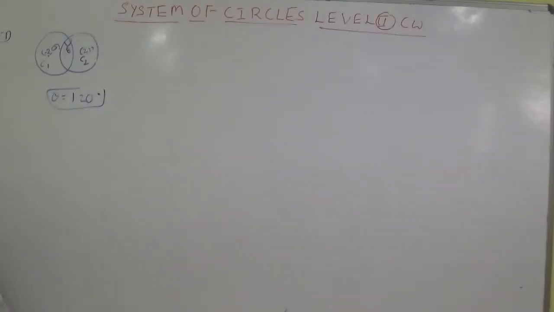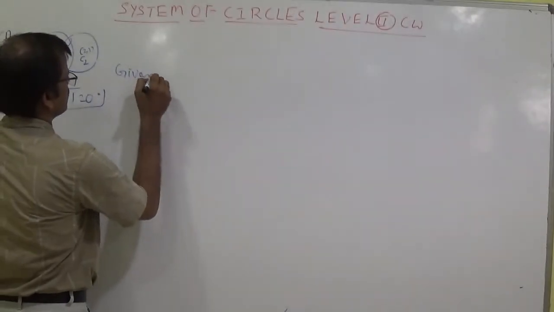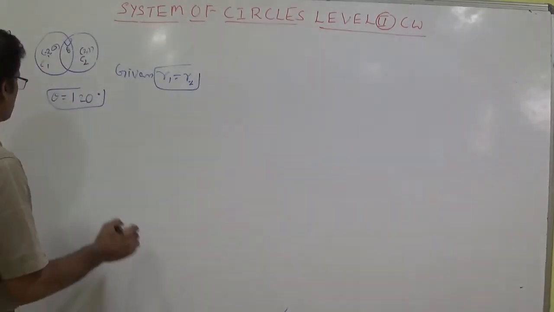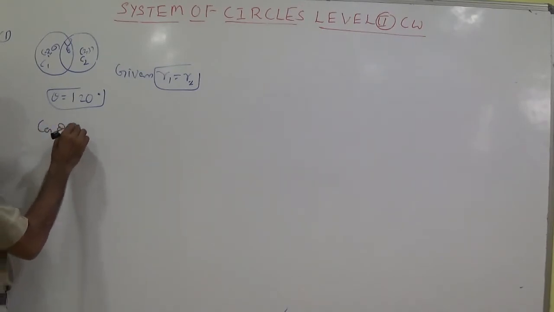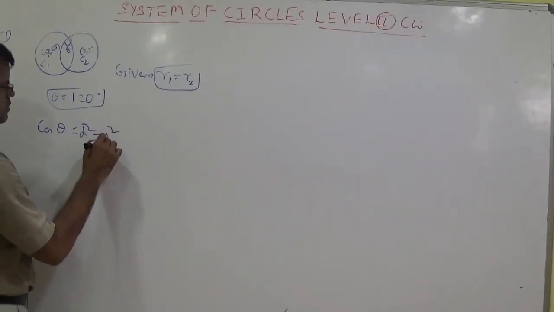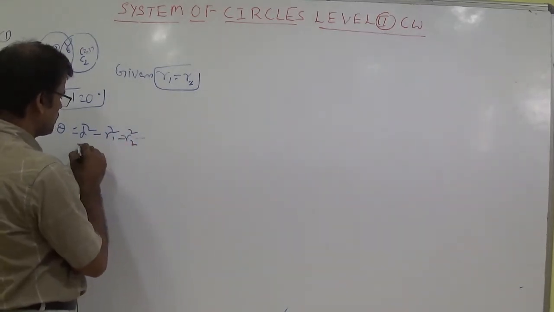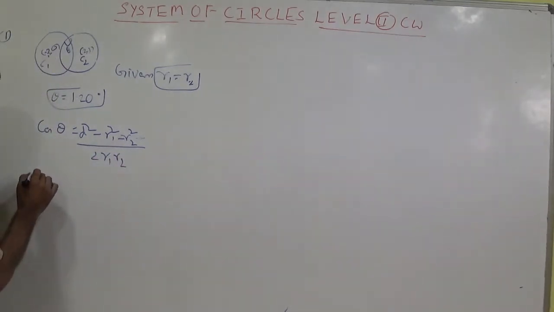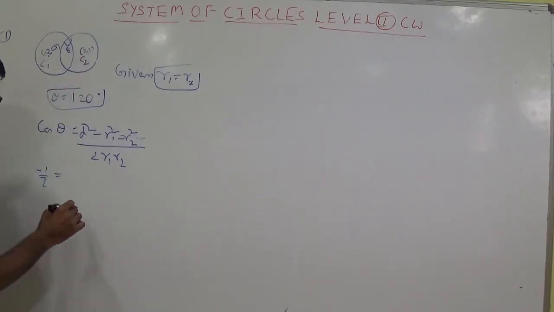Then what is the radius? He is asking the angle between the two equal circles. The given condition is R1 equal to R2 because the two circles are equal. Now you can use the formula cos theta is equal to d square minus R1 square minus R2 square by 2R1R2. Here cos 120 degrees is given. Cos 120 is equal to minus 1 by 2, equal to d square, the distance between them, 2 plus 2 whole square, 4 square 16 plus 9, 25.